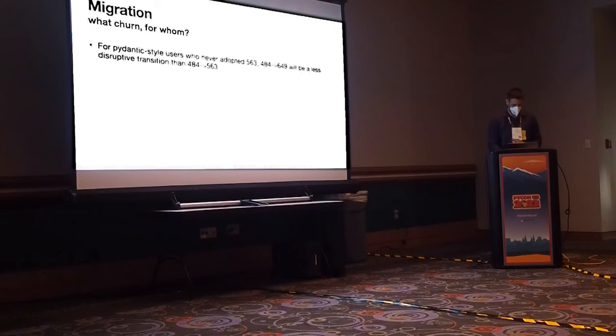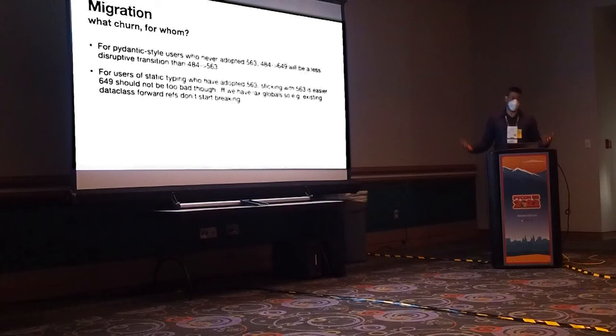On the other hand, for users of static typing who have started adopting 563, obviously the less disruptive transition would be to not do anything, to keep using 563. I do think that even for this community, if and only if we can do the lax globals thing so that existing data class circular references don't start breaking suddenly, if we do that, I think that the migration from 563 to 649 for those users should not be too bad. In most cases, apart from things like data class, which introspect the annotations without you wanting to, most of these users aren't even introspecting annotations anyway, so they aren't really going to care.